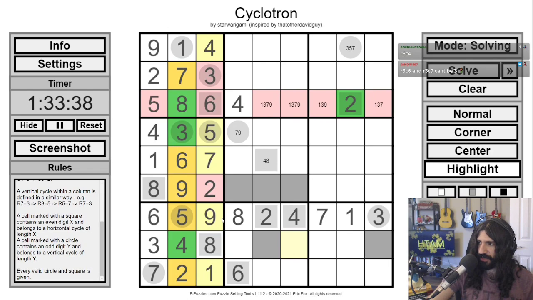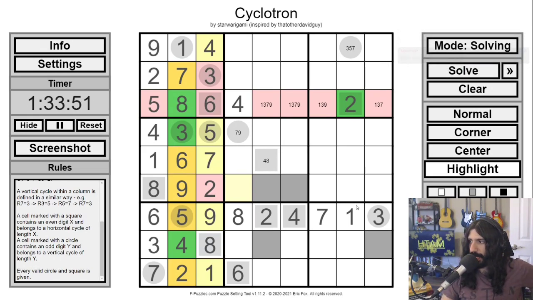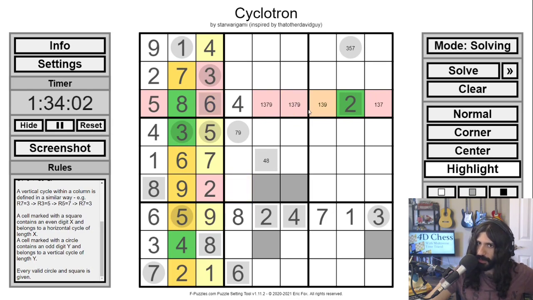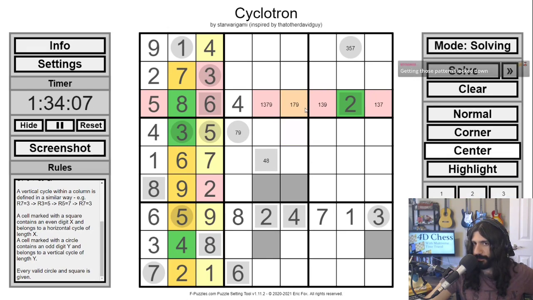Row 6, C4. And row 8, C6. We got row 8, C6. Row 6, C4. Now that we've got this 4, it can't self-refer. You're right, John. Row 3, column 6 can't be a 3, simply because that would create a 2 cycle. You're on a roll, chat. We're on a roll, chat.